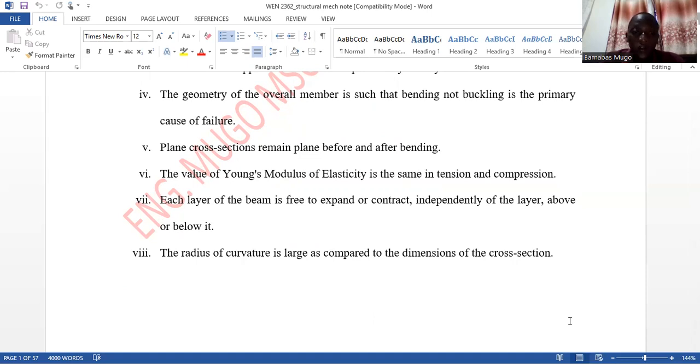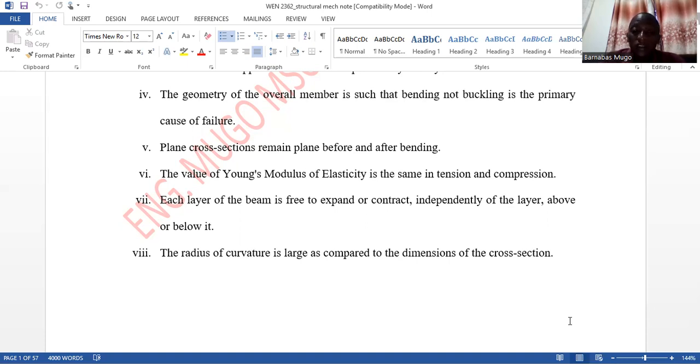We are also assuming that the Young's modulus, or the modulus of elasticity, is the same whether we have tension or compression. We are also assuming that the beam is made of different layers, and each layer is free to expand and contract independently of the other layers.